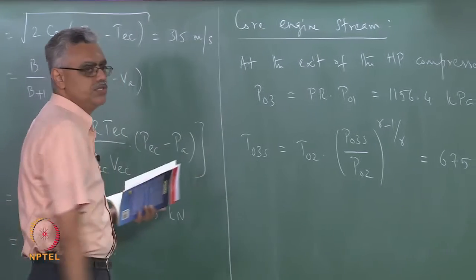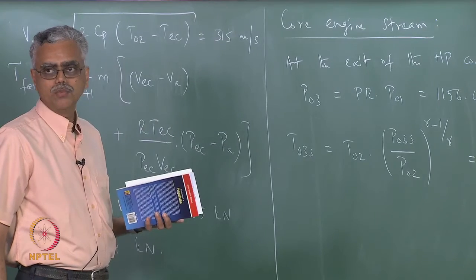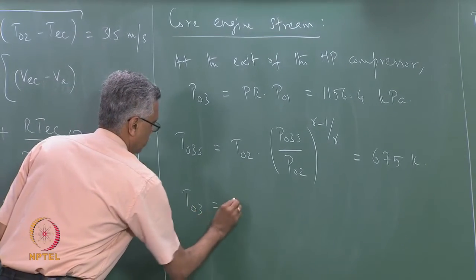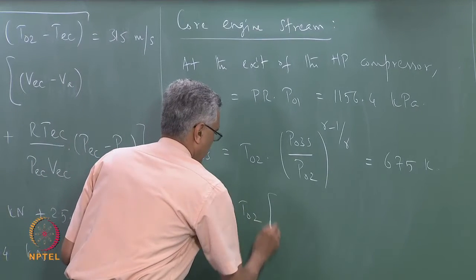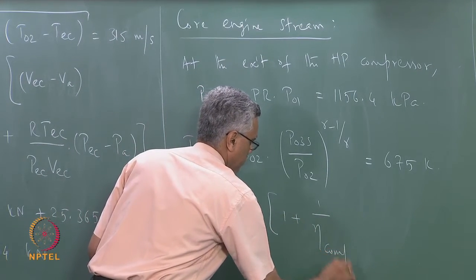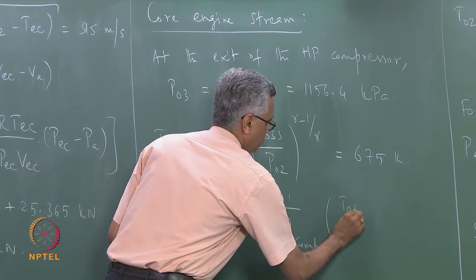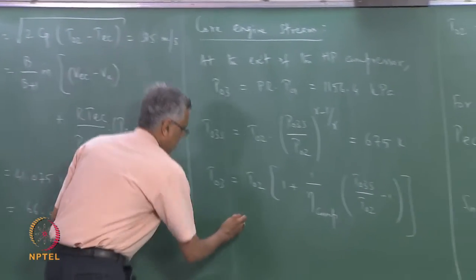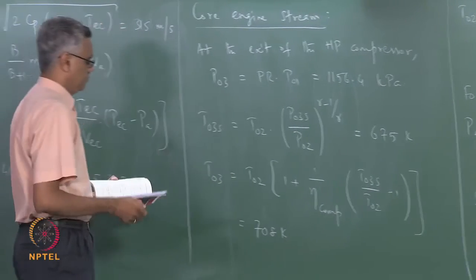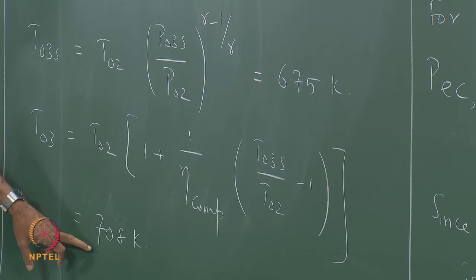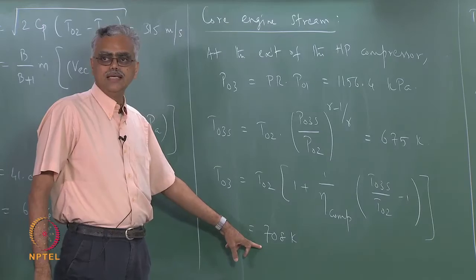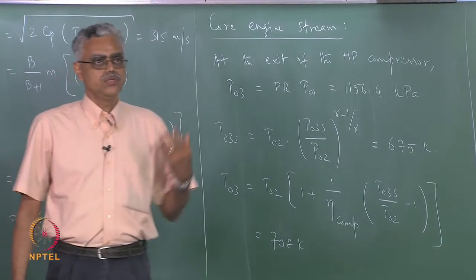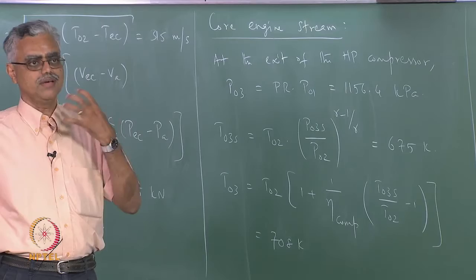Now, since I know T03S, I can use the definition of the isentropic efficiency of the compressor to calculate T03. T03 is equal to T02 times 1 plus 1 over eta compressor times (T03S divided by T02 minus 1). If I plug in the numbers, I get 708 Kelvin. This is consistent with what we were saying earlier, that the temperature at the end of the compression process is around 700 Kelvin or so. So, the air at the end of the compression process comes out at around 700 Kelvin.